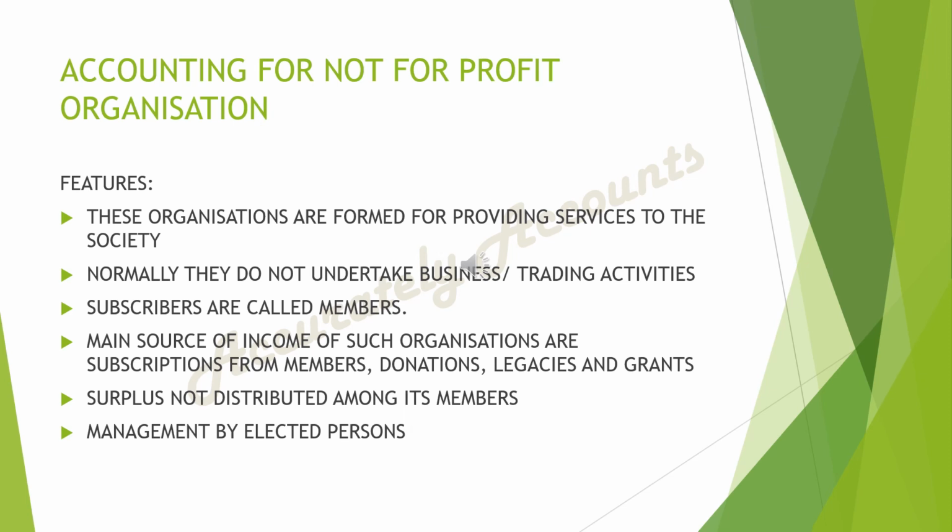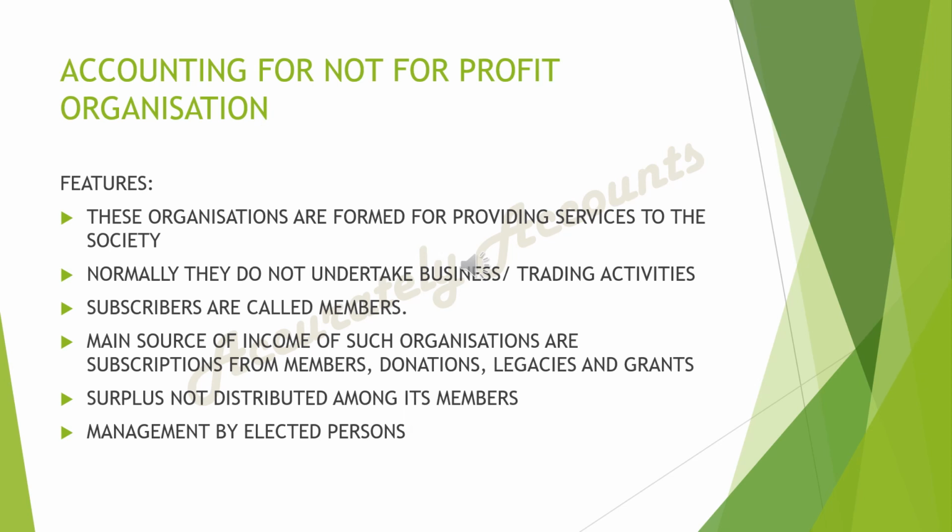Now, the fourth point says that the sources of income of such organizations are subscriptions from members, donations, legacies, and grants. These are the different sources from which generally the non-profit organization will get its income. The last but one point says surplus is not distributed among its members.